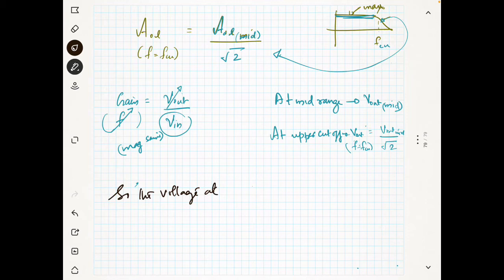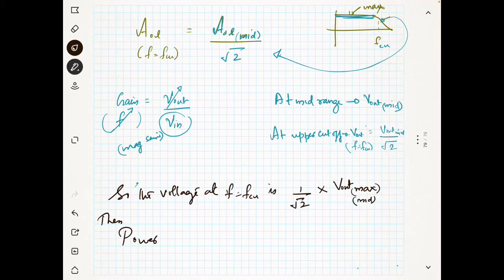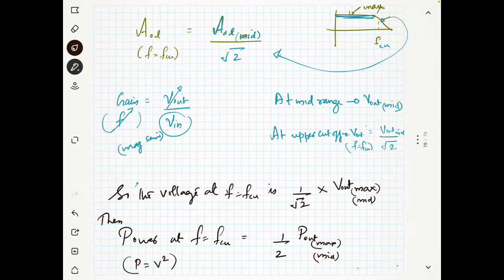So we can conclude that the voltage at critical frequency, at f equal to FCU, is 1 by square root of 2 times voltage V out maximum, or we can say mid-range. Both are the same. So what will be the power? You know that power is proportional to voltage square. So if the voltage is 1 by square root of 2 times the maximum, the power will be 1 by 2 times the power at mid range. Am I correct? Because power equals voltage square.